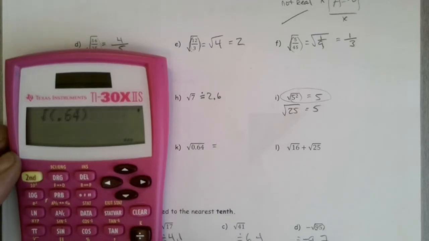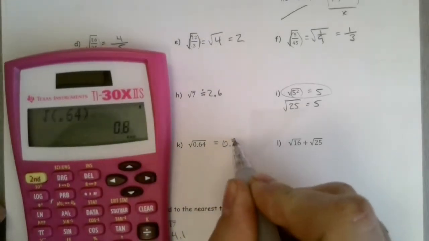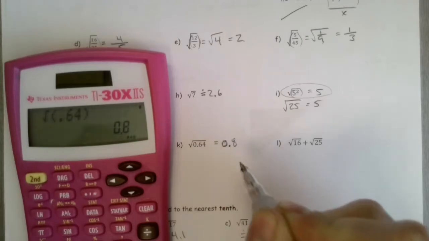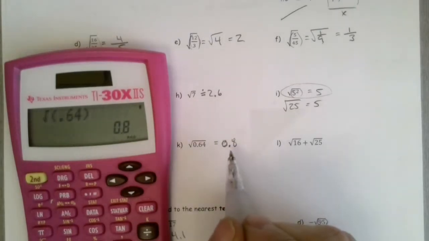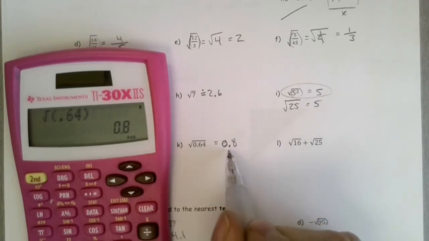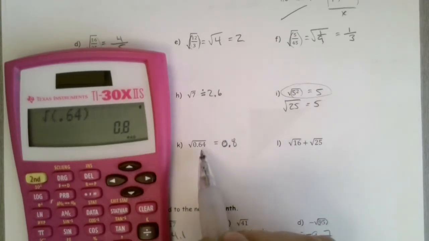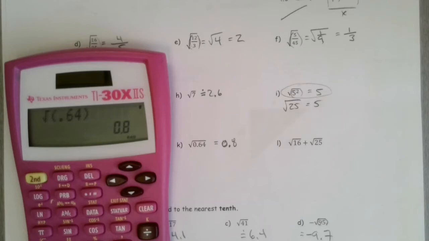So 0.64 square root, and I get 0.8. Now that I look at it and I think about it, yeah, that makes sense. Because if I multiply 8 by 8, I get 64. And since I've got one number behind the decimal, if I was to multiply this by another 0.8, I'd have two numbers behind the decimal, and so I move the decimal over 2 digits. Yeah, that makes perfect sense.